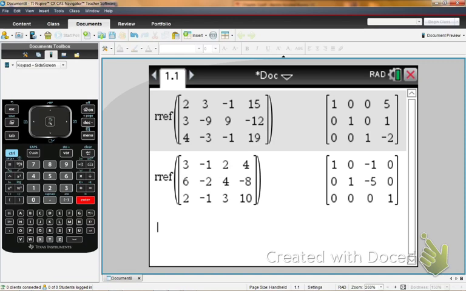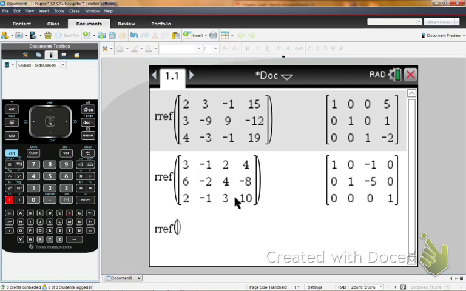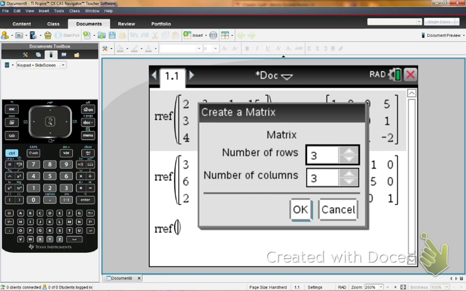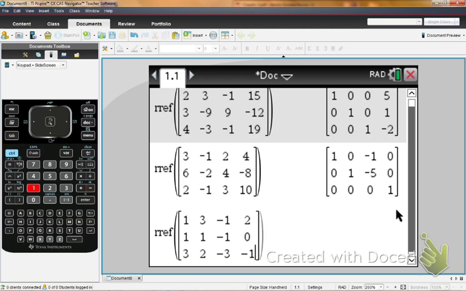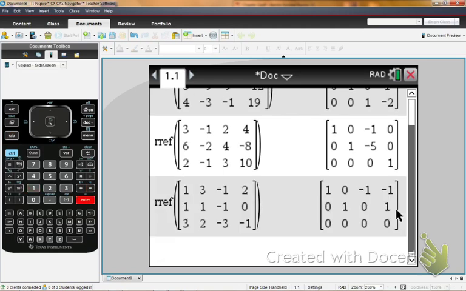And like I said, if you type in RREF, it'll straighten out. You put your parentheses. We still have a 3 by 4. And now I'm going to put the equation in from example 4. We had 1, 3, negative 1, 2, 1, 1, 1, negative 1, 0, 3, 2, negative 3, negative 1. We hit enter, and there's the solution for this one. So make sure you have both of those written down in your notes. Pause if you need to, and we're going to go back.